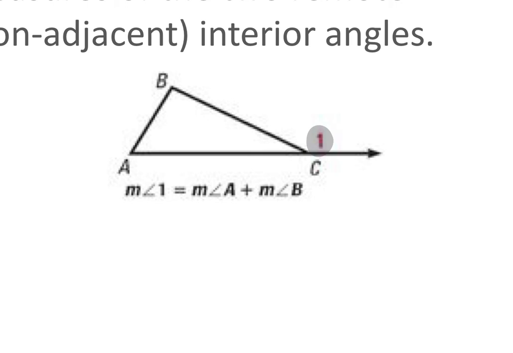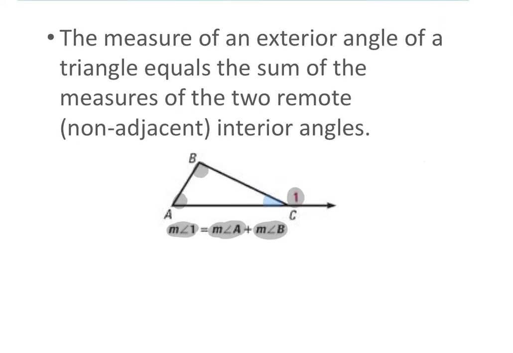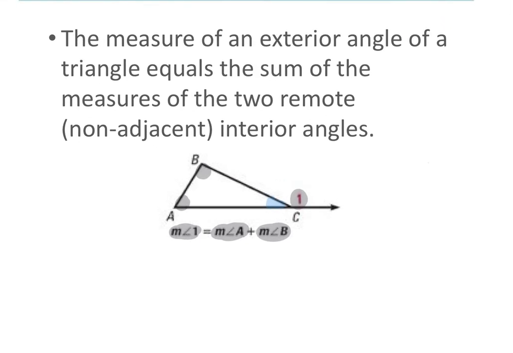The angle that's interior that's next to angle 1 is C. So we're not going to look at C. We're going to look at B and A, okay? So angle 1 is equal to the measure of angle A plus the measure of angle B, okay? So any exterior angle is equal to the two remote, non-adjacent interior angles.